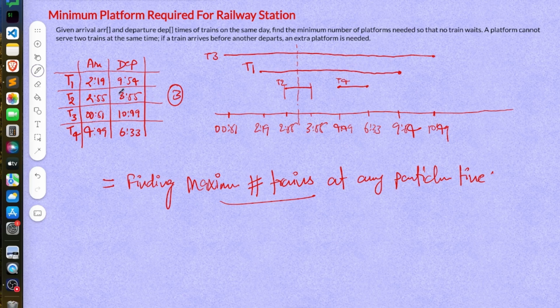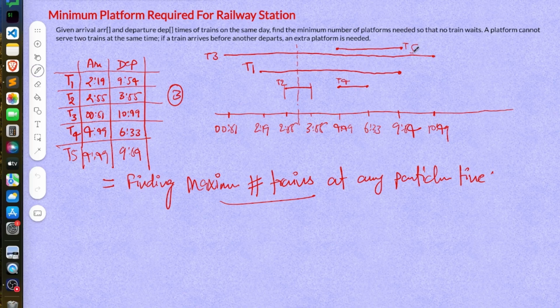Let me add one extra train here. Let's say I add one extra train, T5. Let's say the start time is 4:49, but the end time is 9:54. So T5 would be present from 4:49 to 9:54, right? Now think about it. This is my T5.